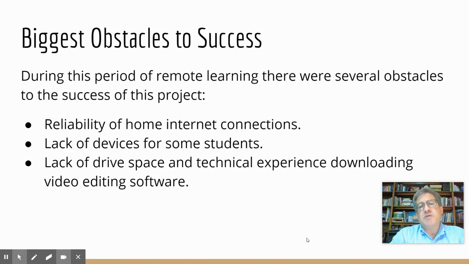Some of the biggest obstacles to success that I had during this project were technical issues. We're in a remote environment. Not every student has a solid, high-speed internet connection at home. That is a problem for several of my students. Some of them lack a good device. Most of them do have a Chromebook at least, but some students have difficulty with that and are forced to use their phone. That leads to some difficulties.